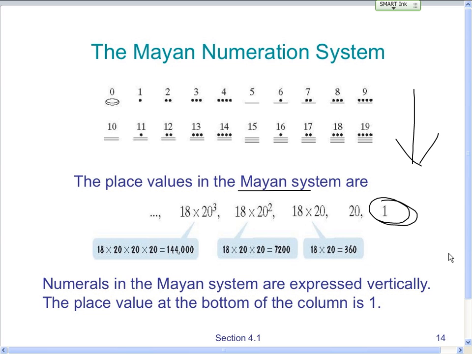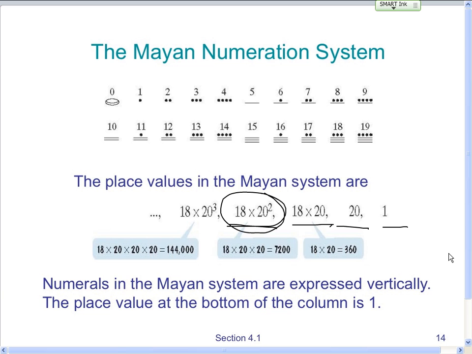They go up and down. So the lowest number actually is multiplied times 1. And then up, you would multiply times 20. Instead of doing 20 squared, which would be kind of logical, they did actually 18 times 20. Don't ask me why. They just chose that. And then 18 times 20 squared. Here's where we start increasing the powers. So 1s, 20s, 18 times 20s, 18 times 20 squareds. These are the places.